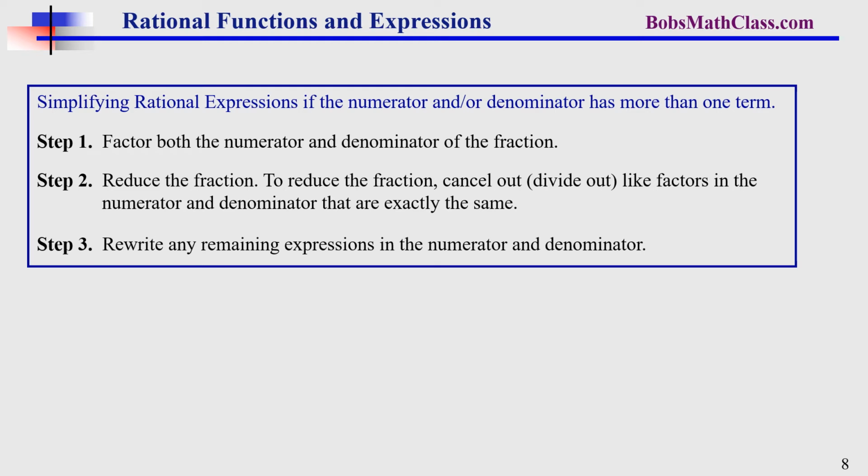Okay, some rules. Simplifying rational expressions if the numerator and or denominator has more than one term. So that last example, the numerator and the denominator only had one term. So now what about if there's more than one term? Step 1. Factor both numerator and denominator of the fraction. Factoring, right? It's a big part of this class. And it never goes away. You have to know how to factor. Even if you go on in other math classes, if you take trig or calculus, you definitely need to know how to factor.